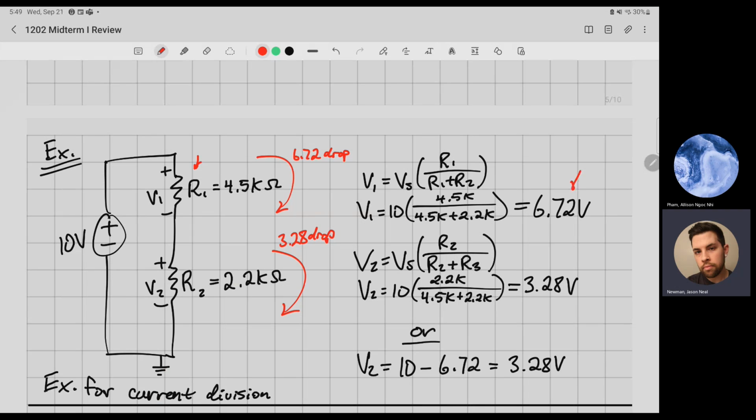Now, there are two different ways you could do this. You could ask what the voltage across V2 is and do this whole thing over again, or you could just realize that you had 10 volts here, and then you dropped 6.72 volts. If you just subtract those two numbers, that's what V2 is equivalent to, because that's the only voltage that's left. So instead of doing all this math again, you could simply say 10 minus that voltage drop. Well, now I know 3.28 volts is the voltage at that spot.